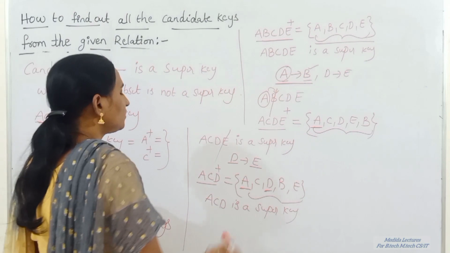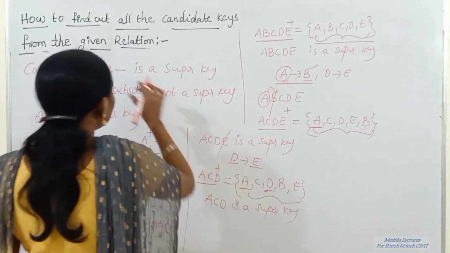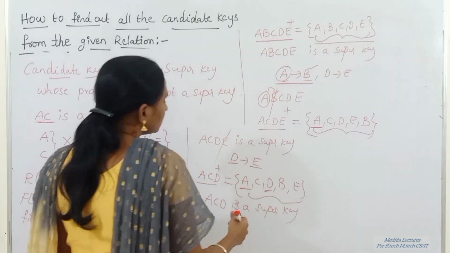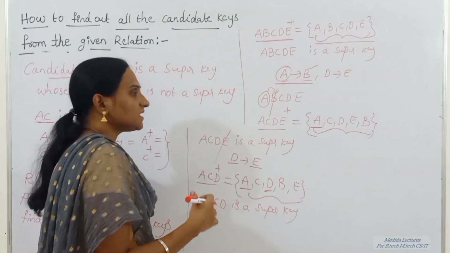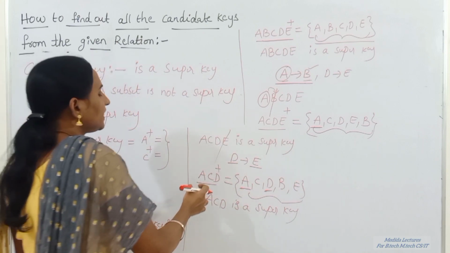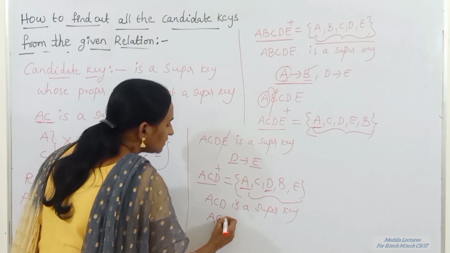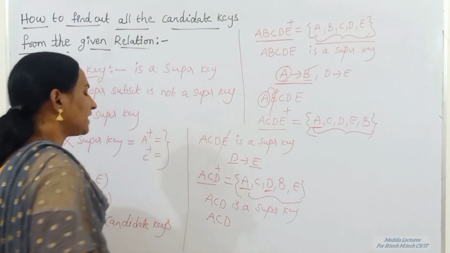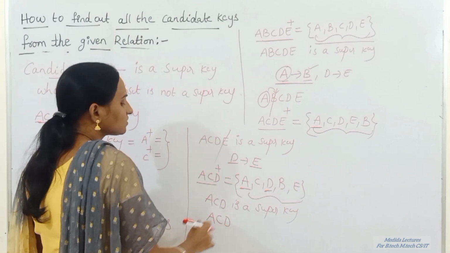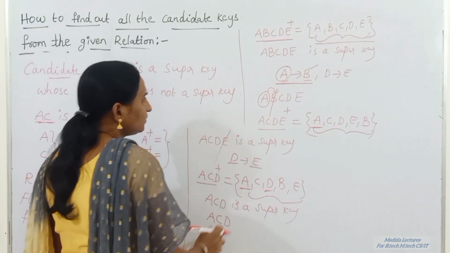Why do we have to check every time whether it is a super key or not? Because to be a candidate key, it first has to be a super key. Only then can it be a candidate key. So every time we have to check whether it is a super key. So can I discard any attribute from ACD? The remaining attributes are ACD. No, I cannot discard any attribute from ACD.